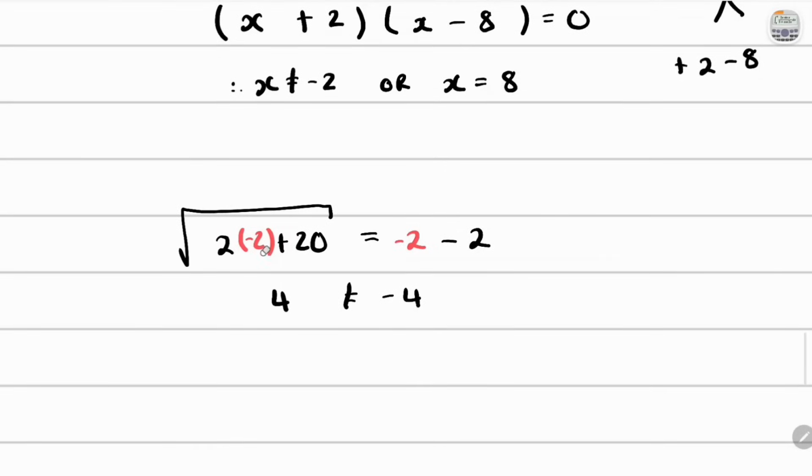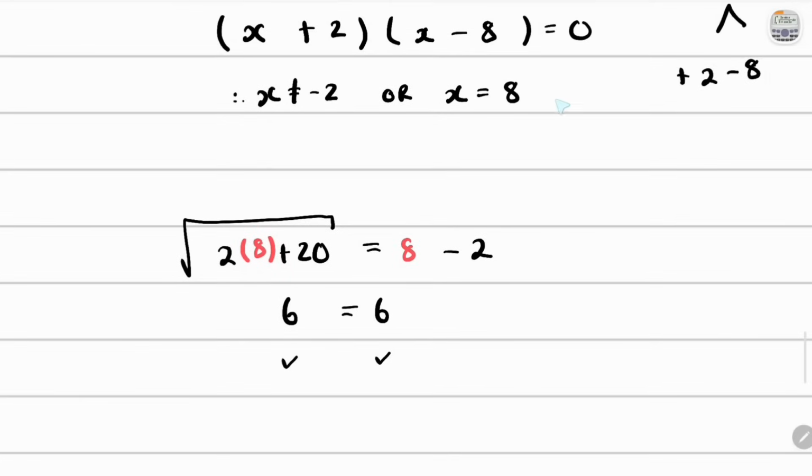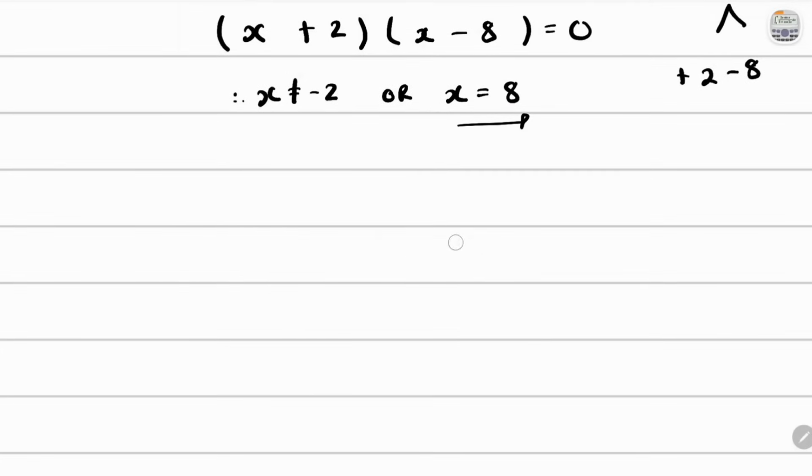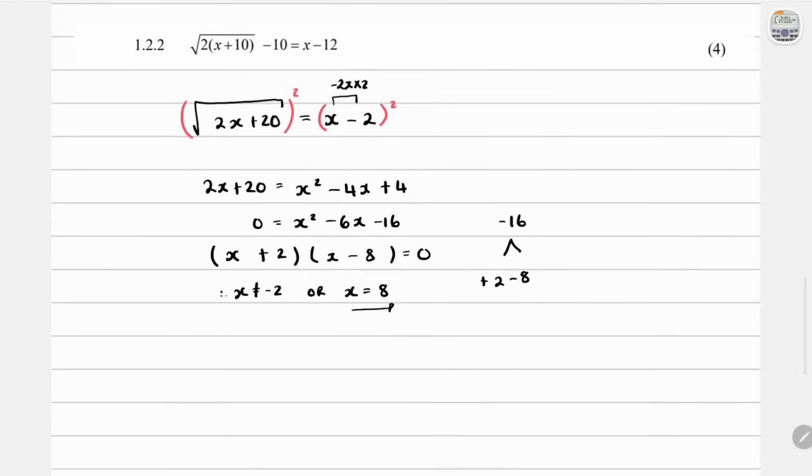Let's go ahead and try 8 to see whether that is our solution or not. So 2 times 8 is 16. 16 plus 20 is 36. The square root of 36 is 6. 8 minus 2 is 6. Perfect. The left-hand side is equal to the right-hand side, so it means that x is equal to 8. You're going to get a mark for cancelling one and accepting the other, because they're not always both valid.